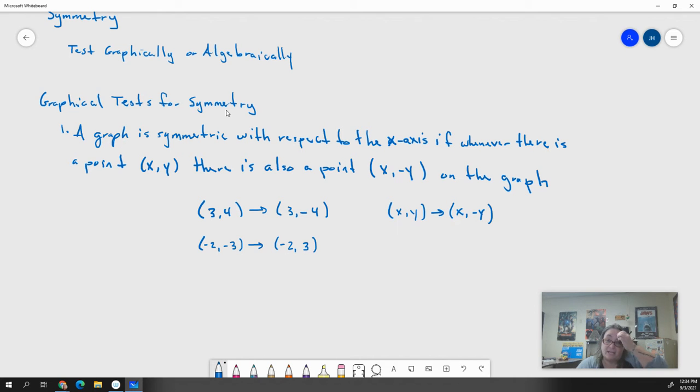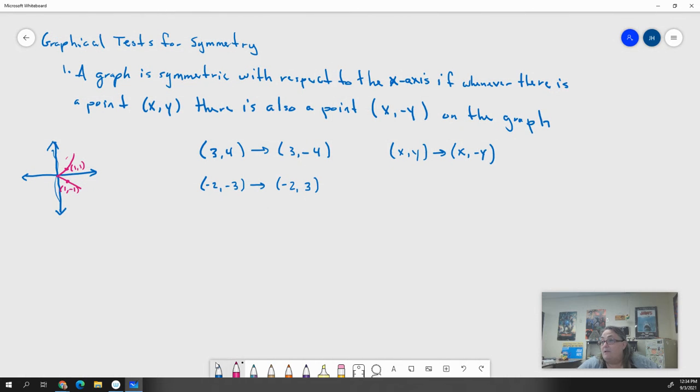And we can kind of look at that on a graph. Like if I have, whoops, that was supposed to be a graph. Pretend that's a graph, right? Say I have something that looks like this, and pretend this is a point (1, 1). I would also have to have a point (1, -1) on that graph for it to be symmetric with respect to the x-axis, right?